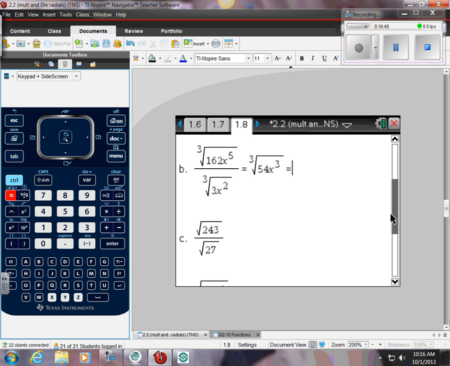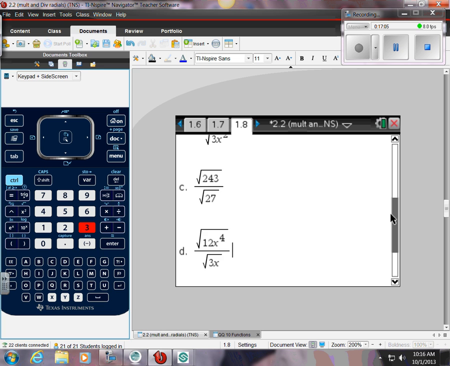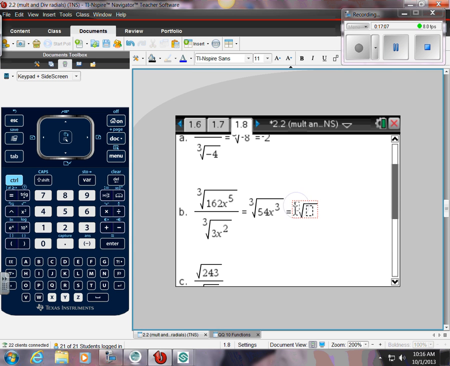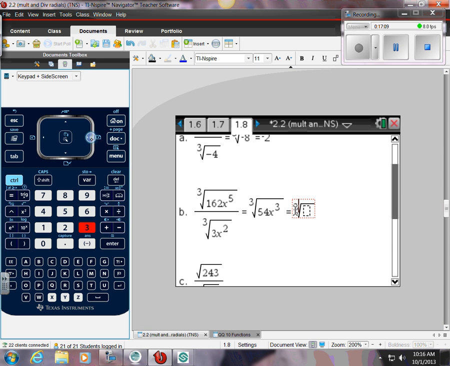Okay, so I want you to think about 54. Is there a perfect cube that divides into 54? Perfect cube that divides into 54. Biggest one possible. 27. So 27 and what? Good. Okay, so we've got the cube root of 27, the cube root of 2.